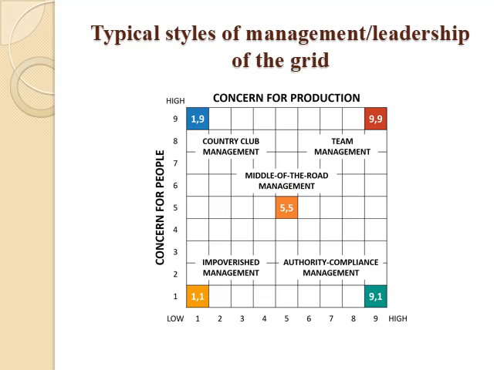Typical styles of management according to the grid are 1:1, that is impoverished, that is minimum management and minimum leadership and minimum requirements for the task. Second is 1:9, that is country club. It shows high concern on people and interpersonal relationships, minimum focus on the task. The next is 5:5, that is middle of the road. It means middle level of focus on relationships and focus on the task satisfactorily.